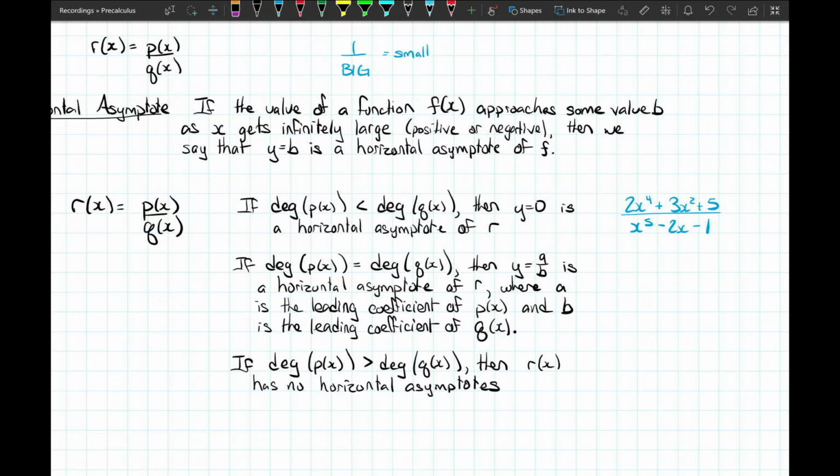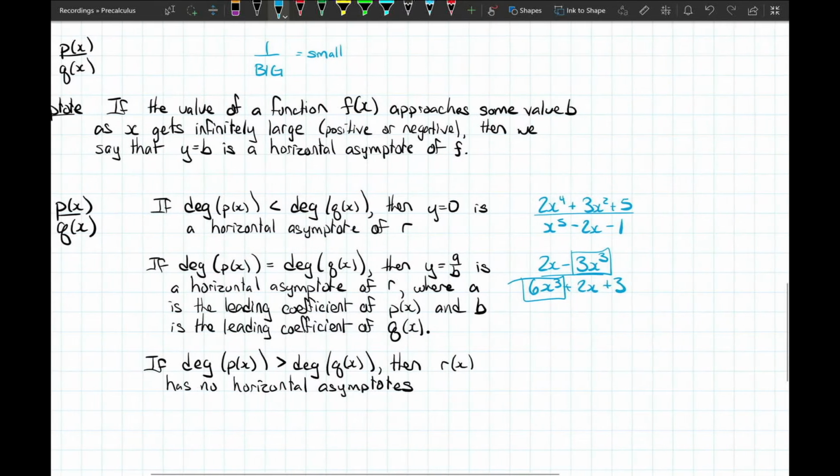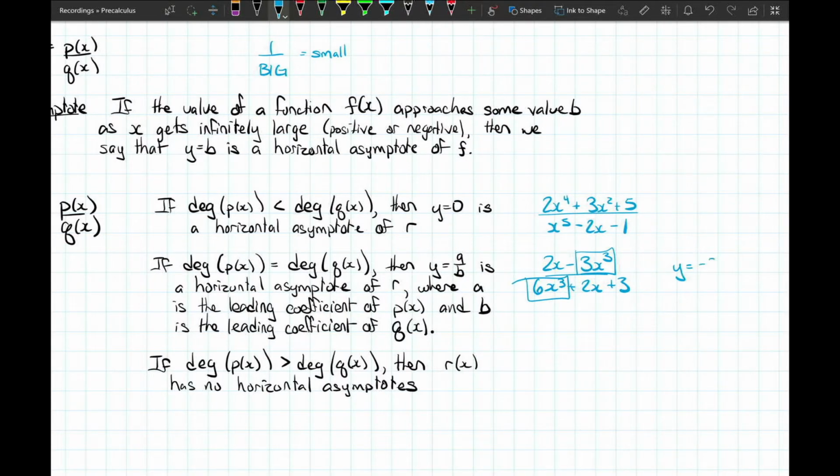If the degrees are equal, then we only have to look at the leading coefficients, such as in the example 2x minus 3x cubed over 6x cubed plus 2x plus 3. We only need to look at the terms with the highest powers, and the leading terms here both have x cubed. And if they both tie, then we just need to look at the leading coefficients, negative 3 over 6. So in this example, negative 3 over 6, or simply negative 1/2, is a horizontal asymptote.